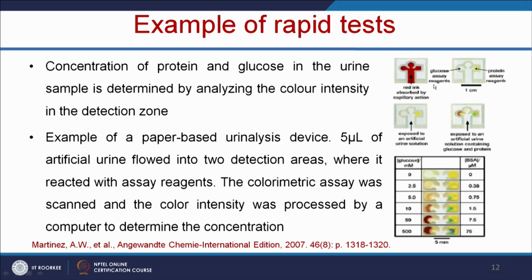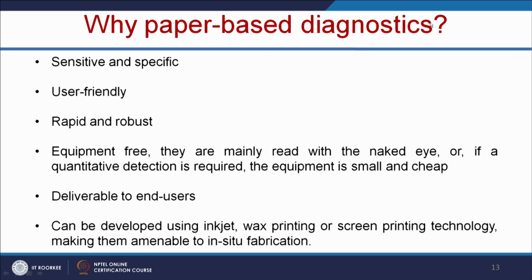So, you can see here this is a simple paper based rapid kit for measuring the glucose or protein concentration in the urine sample, and when we add the sample here, if you get the color on this side, it will indicate the presence of glucose, and if you get the color on this side, it indicates the presence of protein. You can see here, with respect to the concentration, the intensity of the color is increasing. So, this is for the glucose and this is for the protein, and based on the strip reader we can easily read the color intensity, and we can estimate the concentration of glucose and protein in the particular urine sample. So, let us see why we need paper based diagnostics.